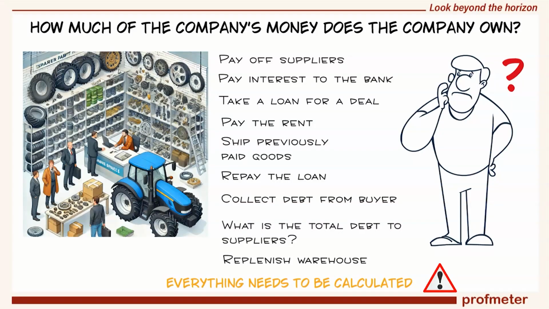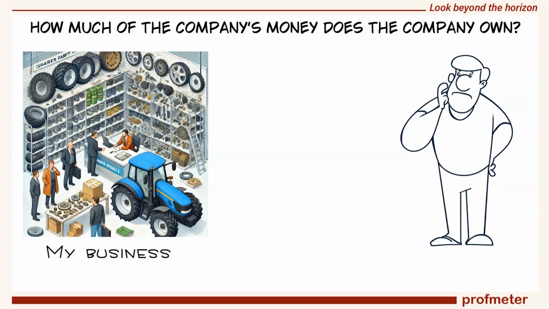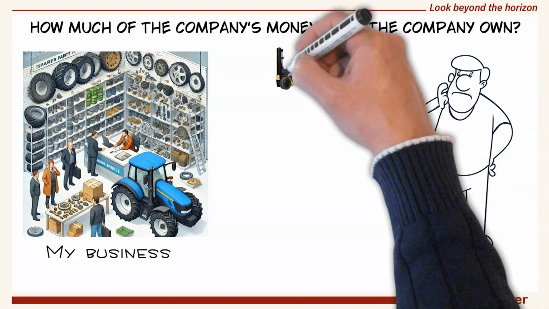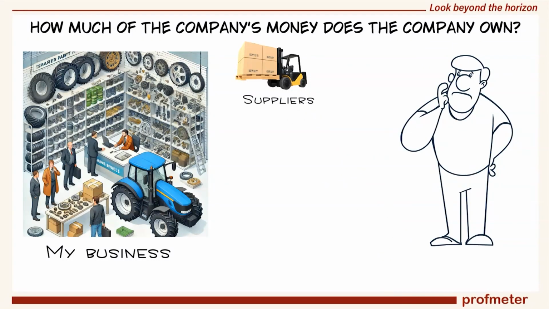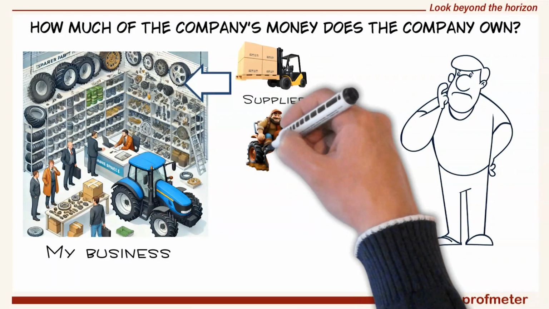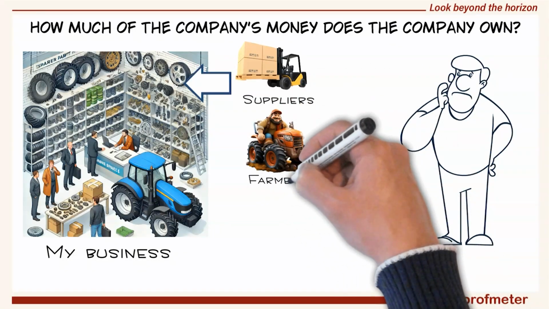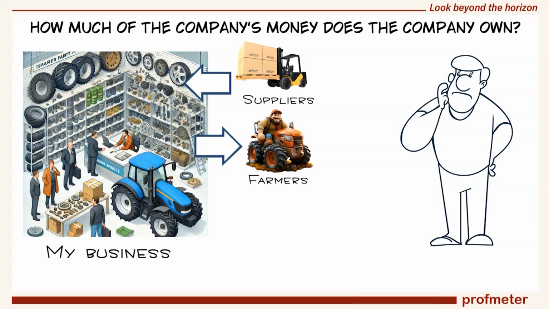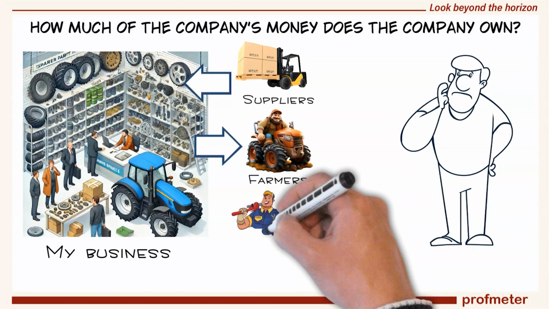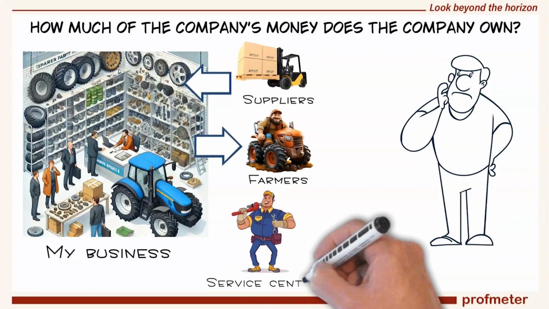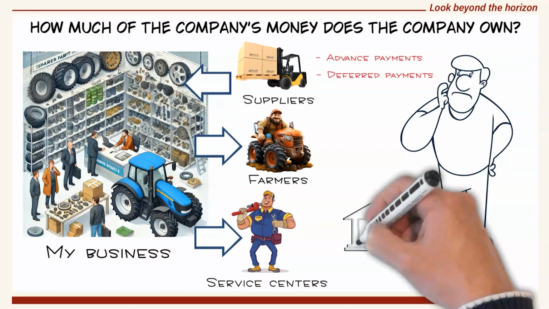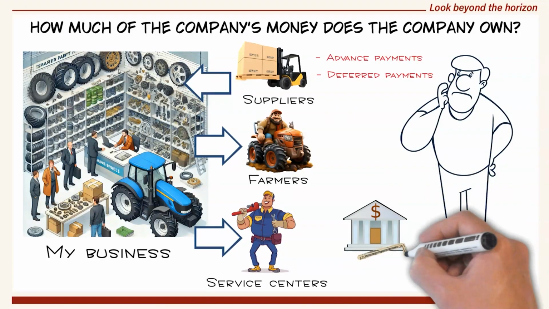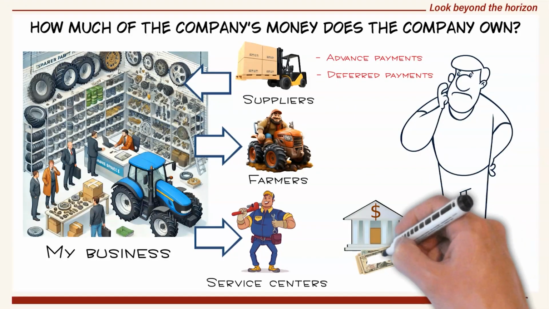Let's take an example, say, a business selling spare parts for tractors. Imagine we have a small spare parts store. We purchase goods from suppliers, sell them to farmers and service centers, and keep a certain stock in our warehouse so that customers can simply come in and pick up what they need. Some parts have to be ordered with prepayment, then suppliers deliver them, while others are taken on credit with deferred payment. In addition, we have a bank loan that is not yet fully repaid.